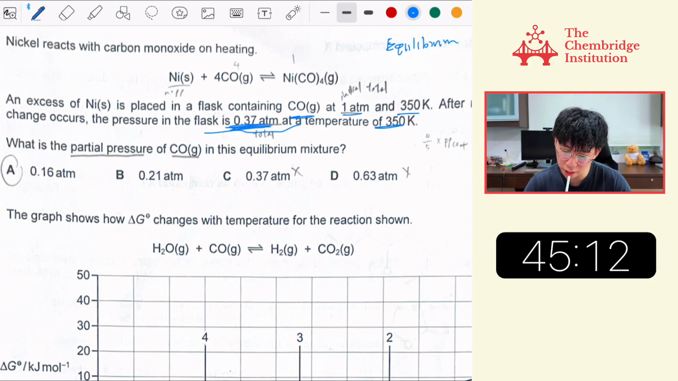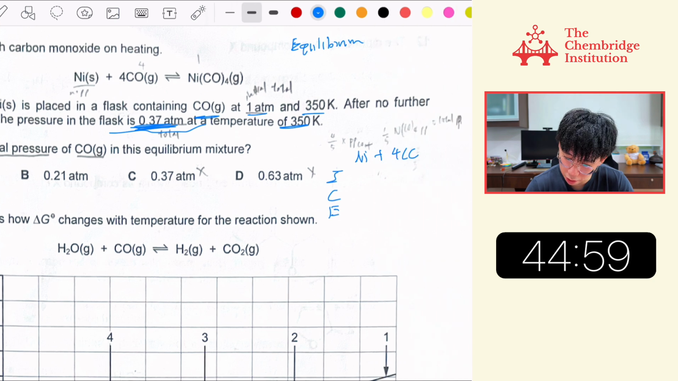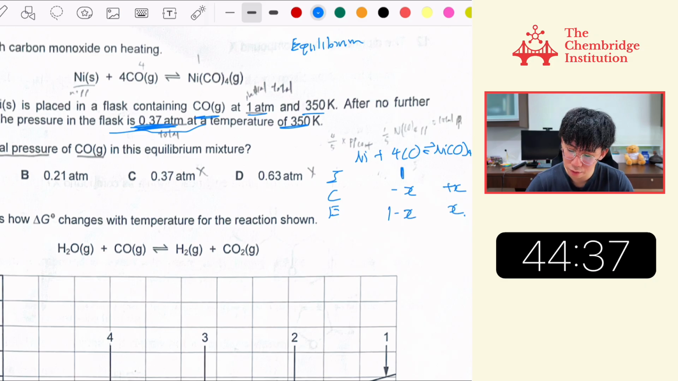If they use 1 atm at the start, I would probably just do an ice table over here. So let's quickly do an ice table. Again, we don't have to think about the nickel because it's a solid. So they are saying that you started with 1 atm over here, and then the total pressure afterwards is 0.37. So here you minus x, here you plus x, so 1 minus x and x over here. And then they're saying that 1 minus x.